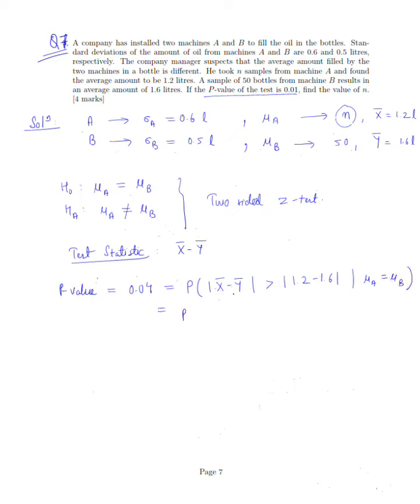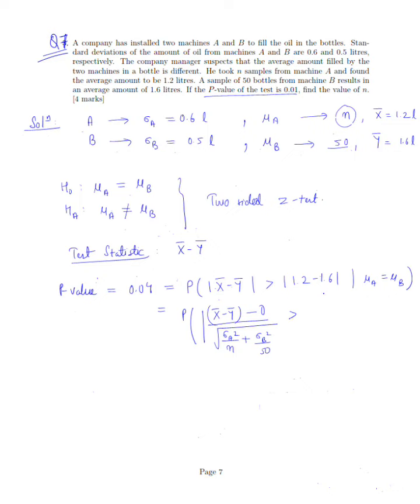And now we want to convert this to the standard normal form. So we'll have to subtract the mean of x bar minus y bar and divide it by its standard deviation, right? So we'll do x bar minus y bar minus 0, because mu A minus mu B is 0, divided by its standard deviation. What is the standard deviation? It is going to be the square root of sigma A square divided by n plus sigma B square divided by 50.